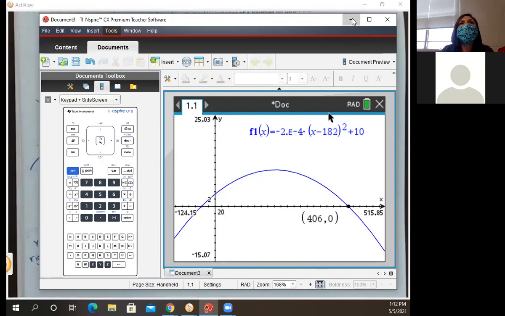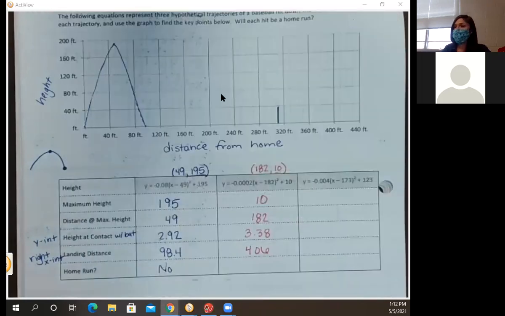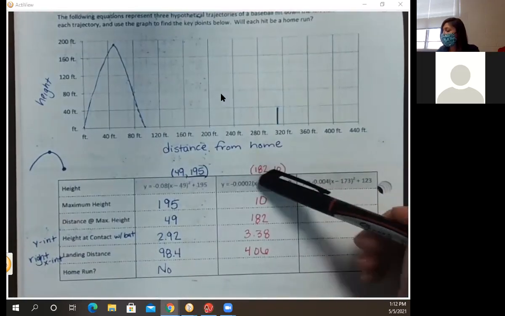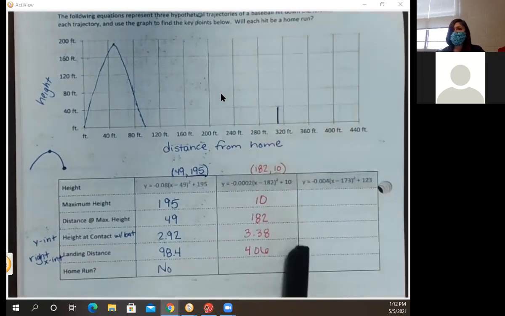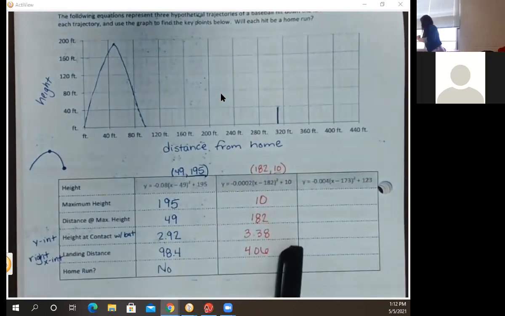Now I want you, back in our notes, to plot the vertex, the y-intercept, and that landing distance. You guys that had calculator issues, I'm going to come to.